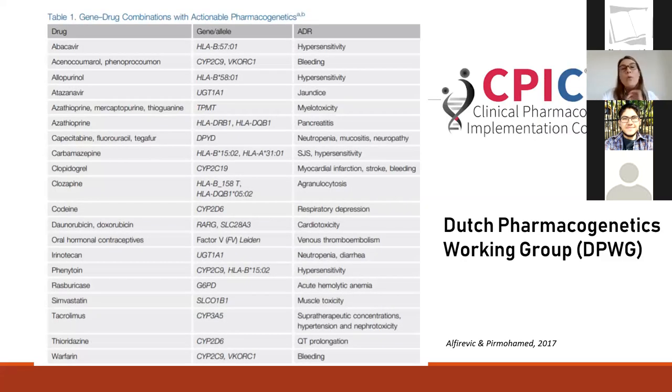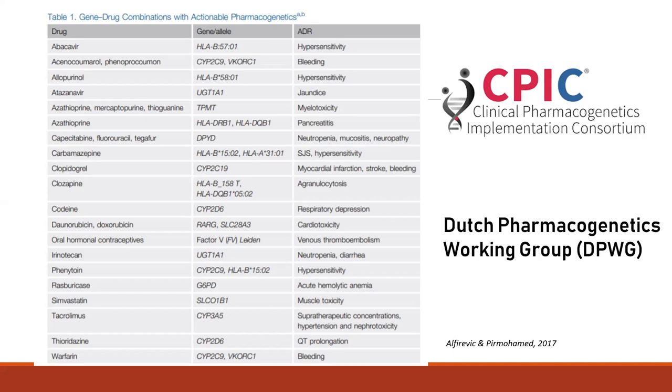I want to show this table to you. I don't want you to read the whole thing, but I just want to introduce that there are two main organizations: one based in the USA, the Clinical Pharmacogenetics Implementation Consortium, and the Dutch Pharmacogenetics Working Group, based in the Netherlands. They are developing guidelines based on the literature, showing specific polymorphisms in key genes that affect the efficacy or toxicity of specific drugs.